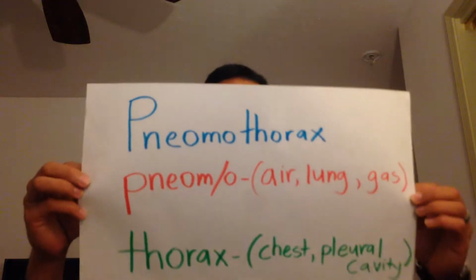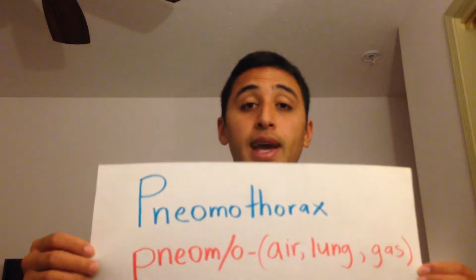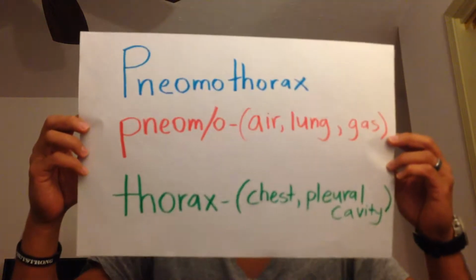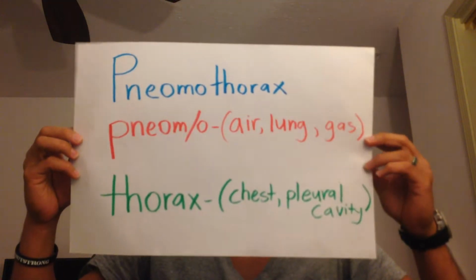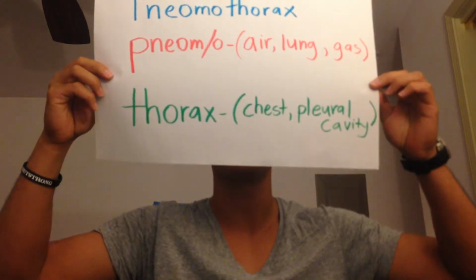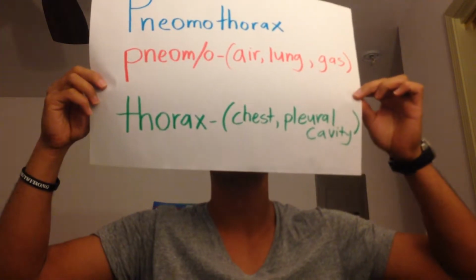For part A of the discussion, I chose the medical term pneumothorax. If we break this into smaller words, we have the combining form pneumo, which stands for air, lung, or gas. We also have the suffix word thorax, which stands for chest or pleural cavity. Pleural cavity, if you don't know, is basically just the space in between your chest and your lungs.